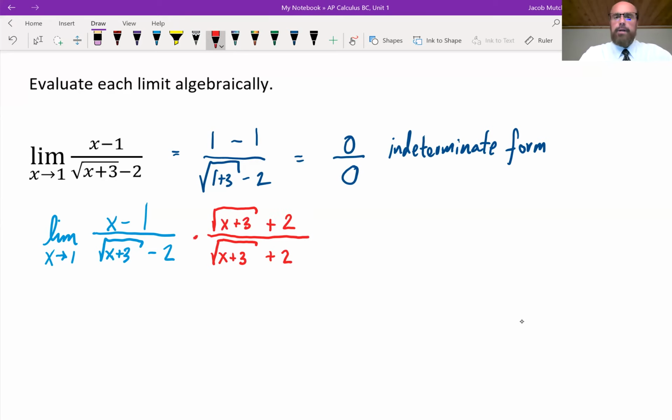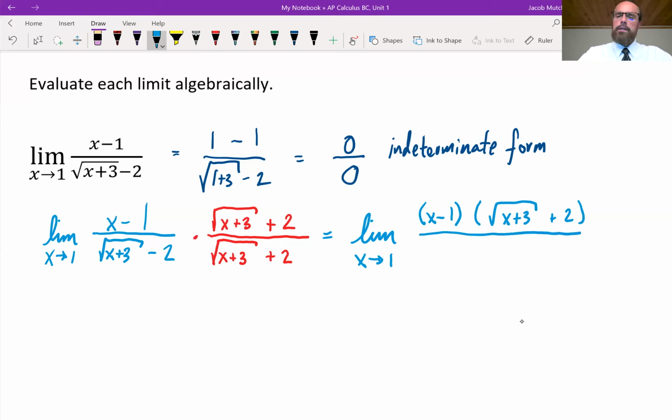So that is ready then at this point. So this is a little different because what I'm going to keep is the numerator now. So this is equal to the limit as x approaches 1 of x minus 1. So notice I'm not foiling out that numerator. I'm going to keep it in factored form, times parentheses square root of x plus 3 plus 2.